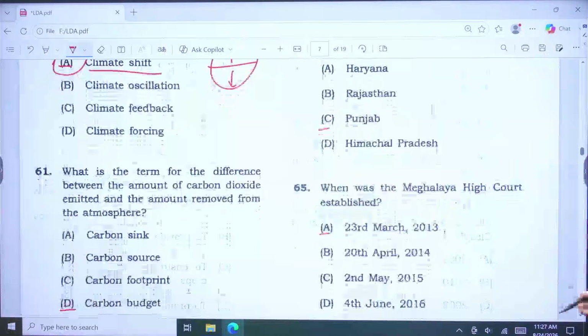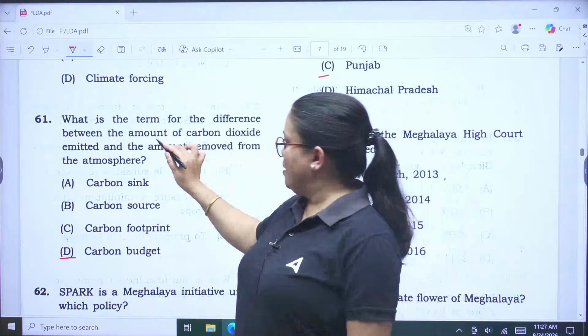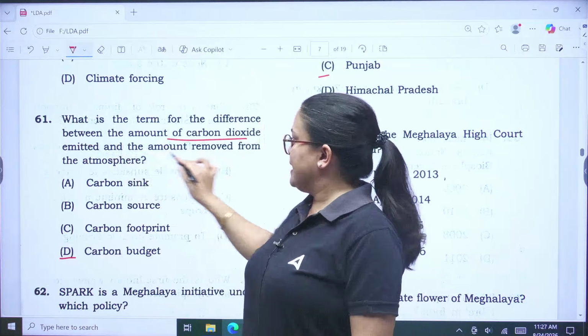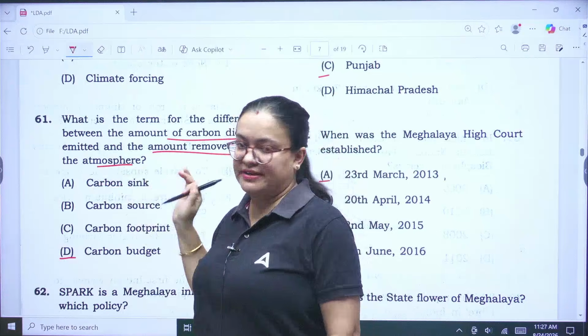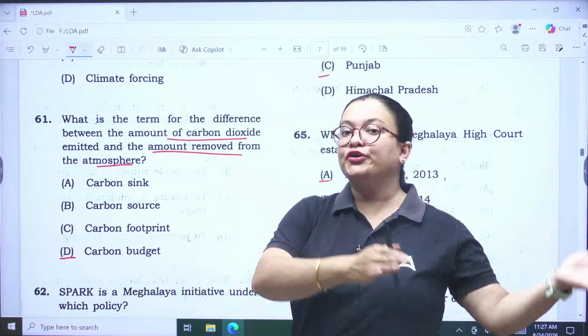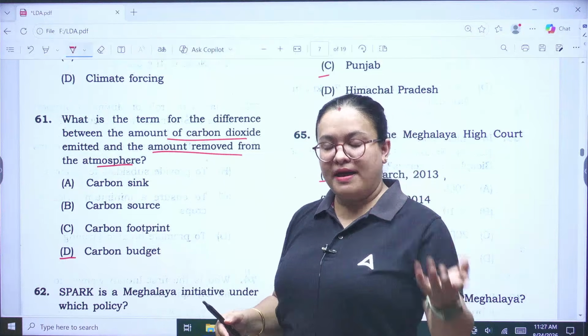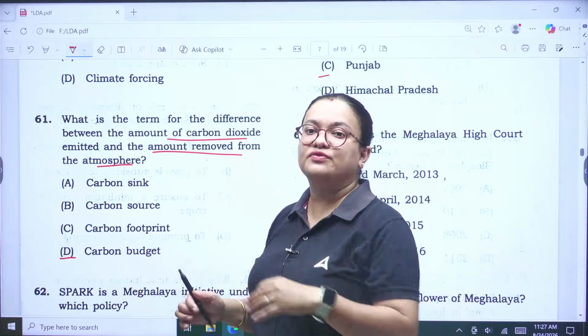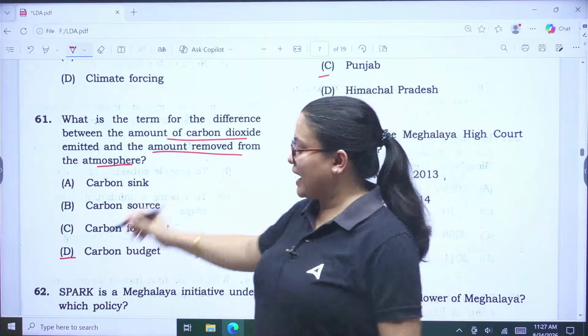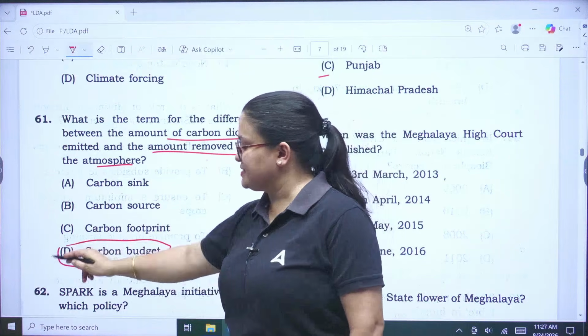Next question, what is the term for the difference between the amount of carbon dioxide emitted and the amount removed from the atmosphere? This question I have discussed before your exam, in the marathon session. Then after that I did the GK session, where I discussed carbon budget and carbon sink. So this is the answer.